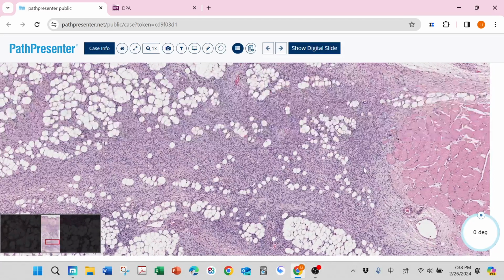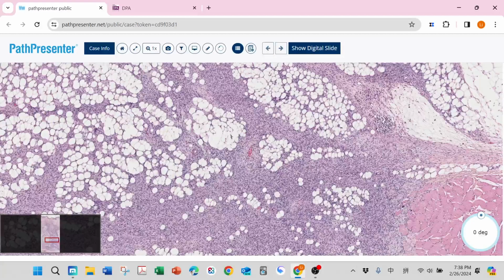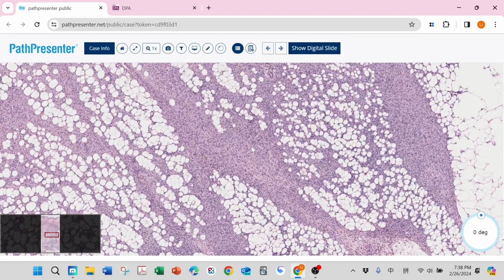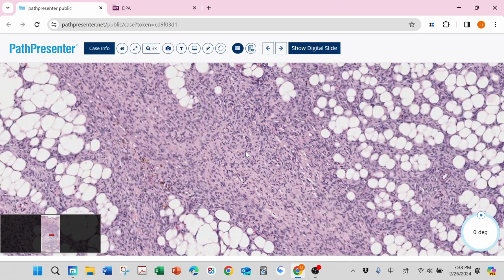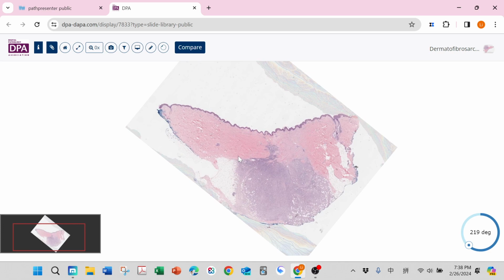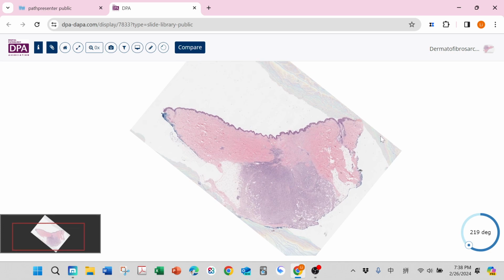And then for the immunostaining marker, you can do CD34. It should be diffusely strongly positive in DFSP. So if you want more examples of DFSP, this is also an excisional sample. You can see a really nice honeycomb pattern. The fat is trapped by the DFSP cells.